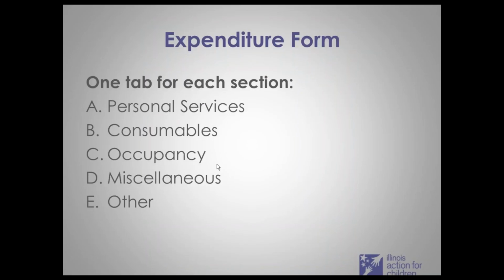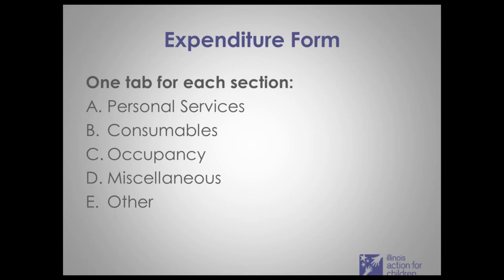Okay, now we have this expenditure form, and what our expenditure form is going to do is it's going to actually help us show what we spent each month for these different fields to make sure that if there was an audit, both of your program or an audit for Illinois Action for Children, that we would have documentation and record of the way that we spent the money for our budget.